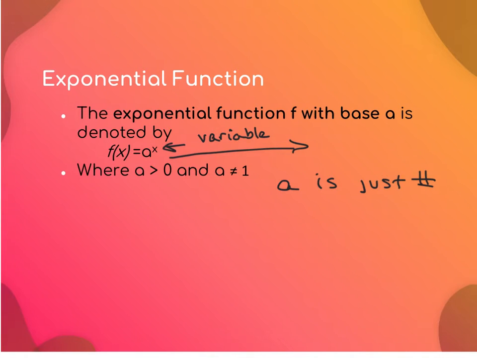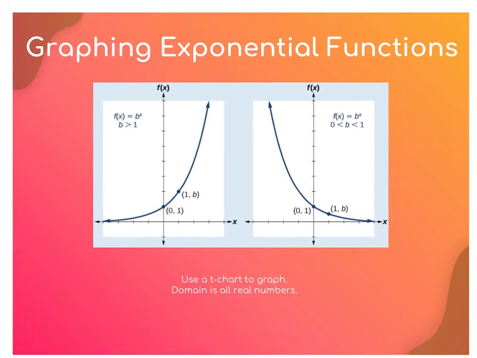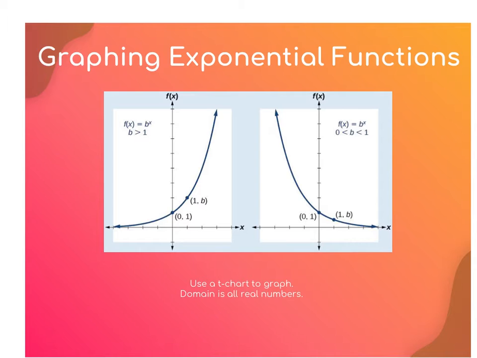So it could be a fraction. And we're going to see the difference between the two graphs when a is a fraction and when a is actually a number that's greater than 1. So here are the two general shapes that we're going to be seeing for our exponential graphs. The one on the left is when our base is a number that's greater than 1. The graph on the right is when our base is a fraction.